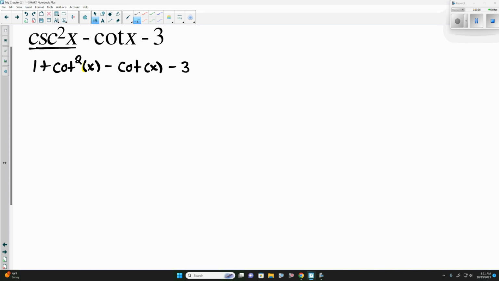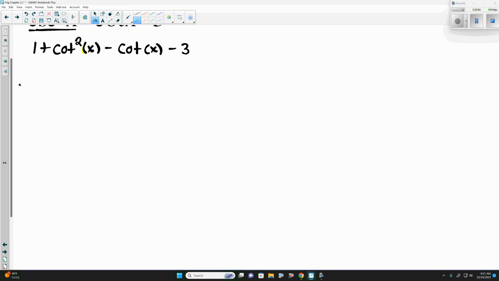Questions about how we rewrote this? If there had been a negative sign in front of the cosecant squared, we'd have had to apply it through the rest of this function here. The 1 plus cotangent squared would have become negative 1 minus cotangent squared, or vice versa. Now we do need to combine like terms. Our 1 minus 3 is going to become negative 2.